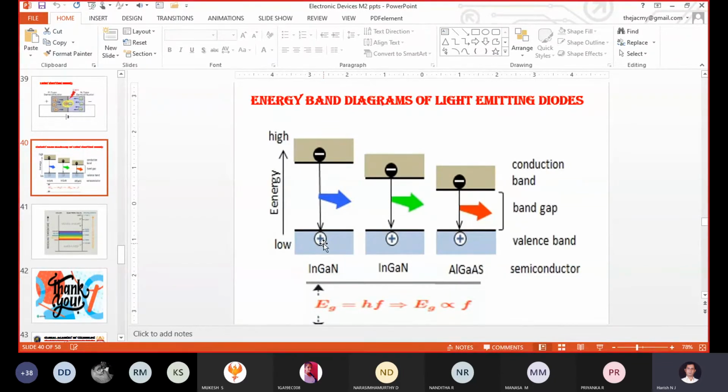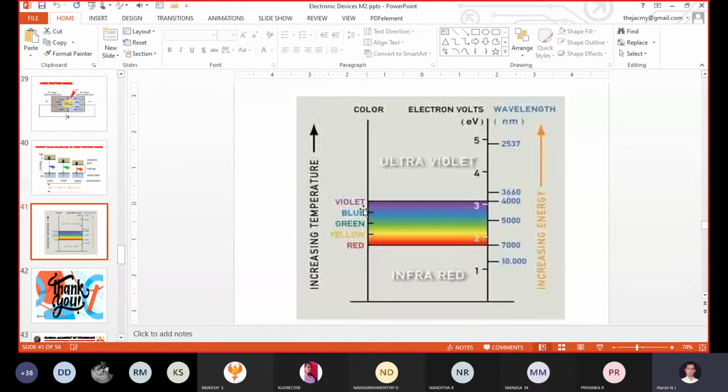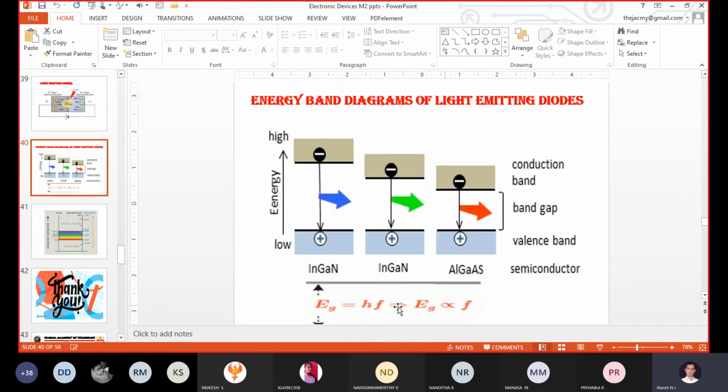At the same time, I have already told you, the material which produces the higher frequency, that frequency of signal will be produced as blue colored light as well as violet colored light. Because, just check it out here, Eg is equal to h mu, or hf.